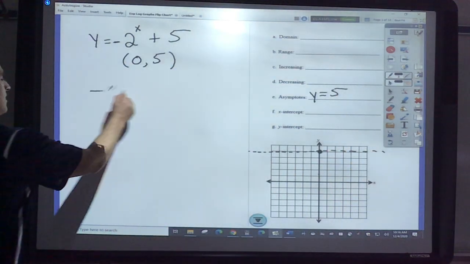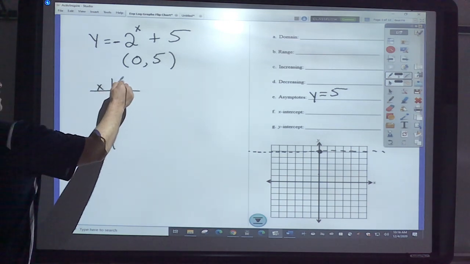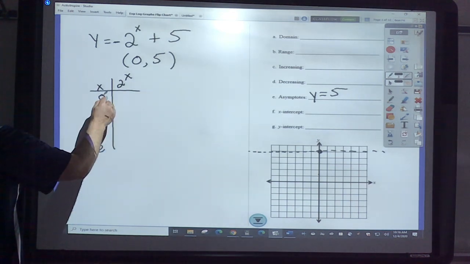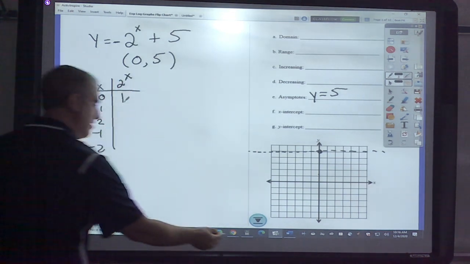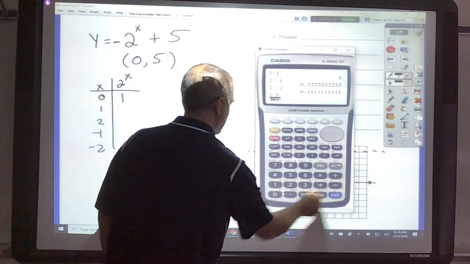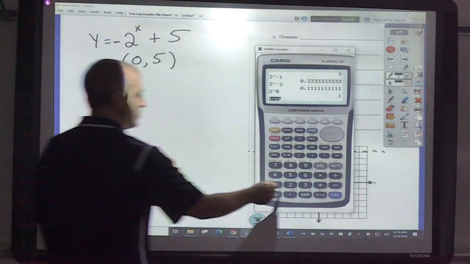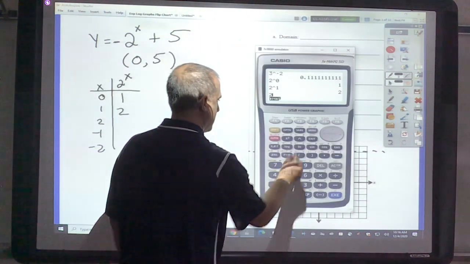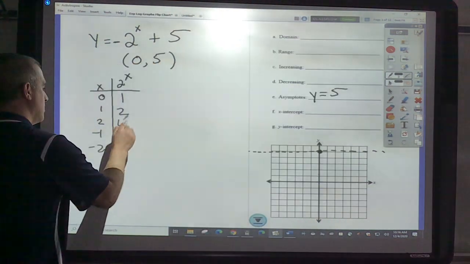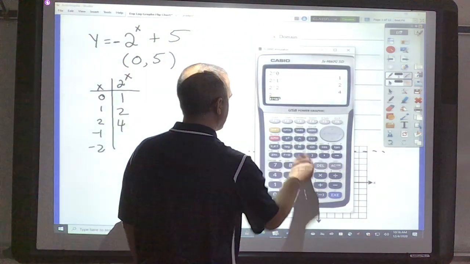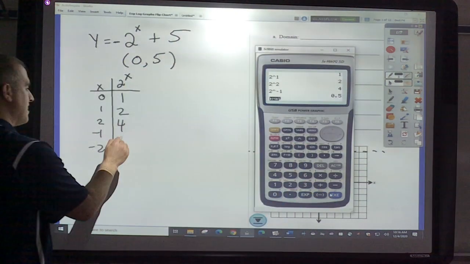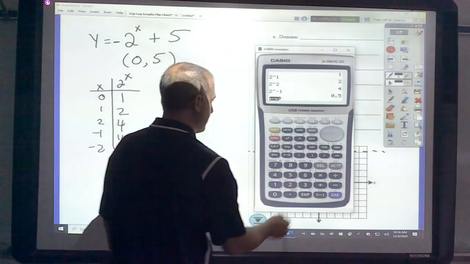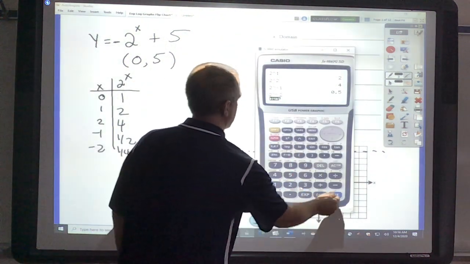Okay, then what I want to do, I'm doing 2 to the x, so 0, 1, 2, negative 1, negative 2. 2 to the 0 power would be 1. Okay, 2 to the first power is 2. 2 to the second is 4. Or 2 to the negative 1 is 1/2, and that's what we should expect from that. This will be 1/4. Okay, 2 to the negative 2, 1/4.